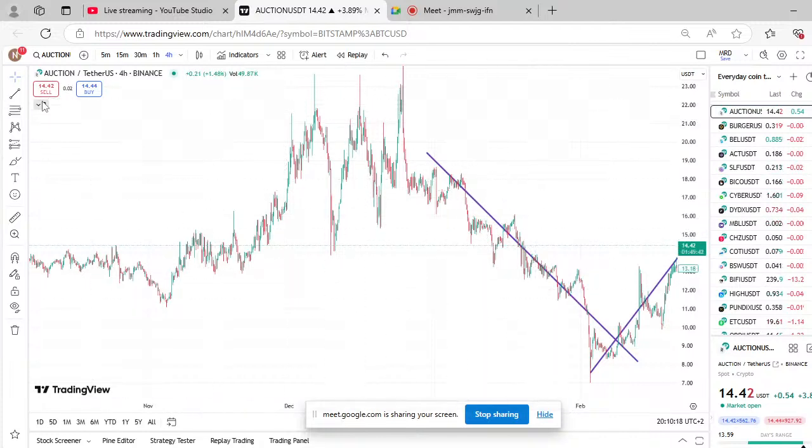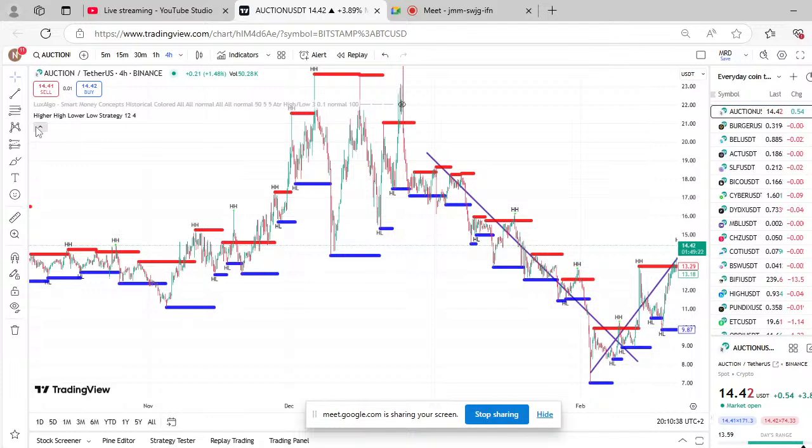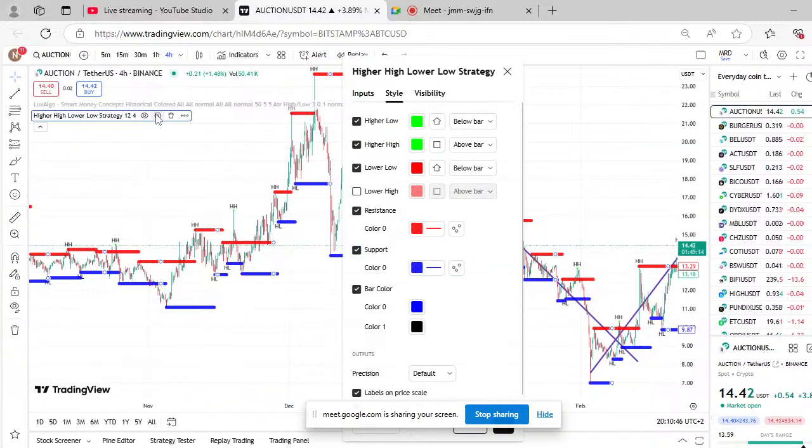Okay, so I told you the indicator is called higher high and lower low, sorry, higher high and lower low. That is the indicator. So it will be looking like this on the chart, as you're going to see. You can simply change the settings here, and you can make them longer or you can make them short, or you can do anything concerning the style.